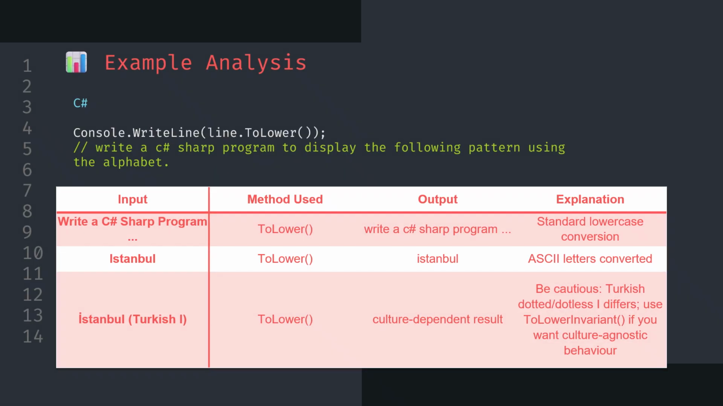Here are a few test cases. For basic ASCII text, the conversion is straightforward. For some Unicode characters, like Turkish dotted versus dotless I, results depend on the culture. That is why ToLowerInvariant can be safer for programmatic normalization across locales. Always test with realistic inputs your app may receive.